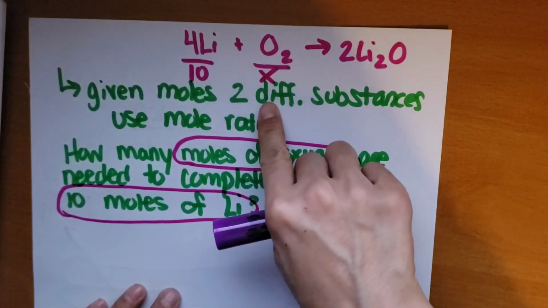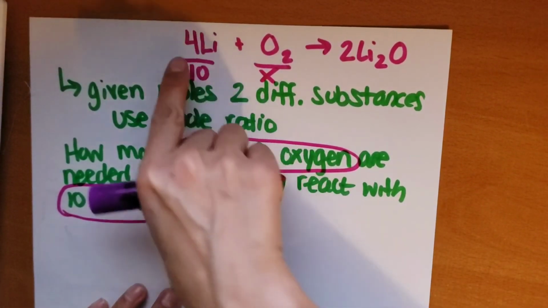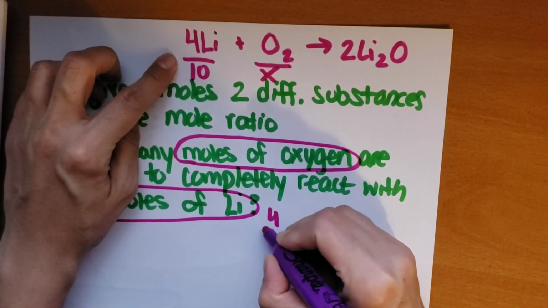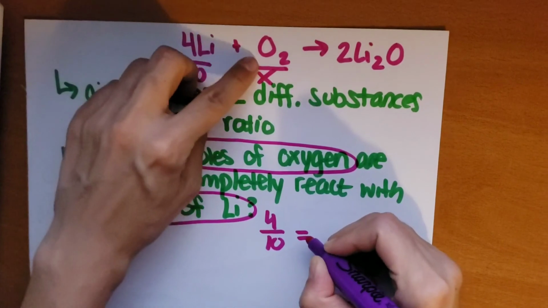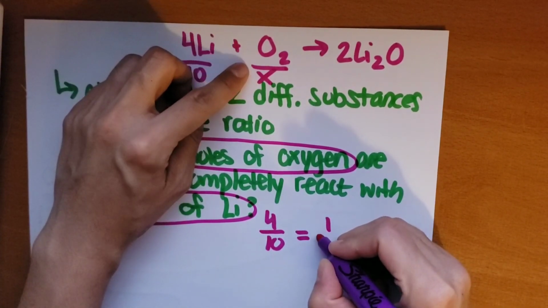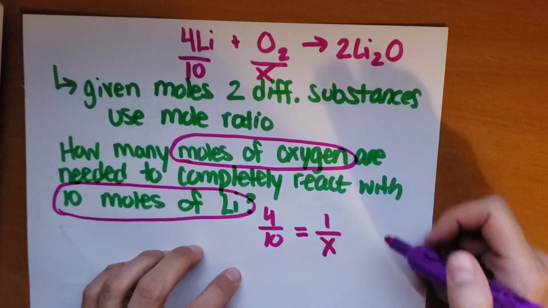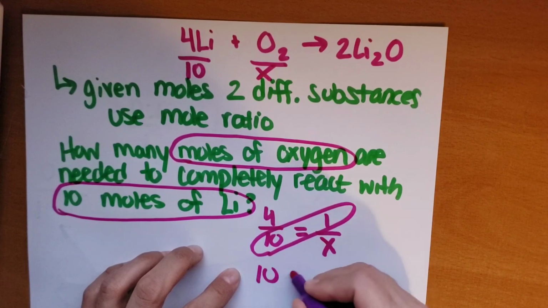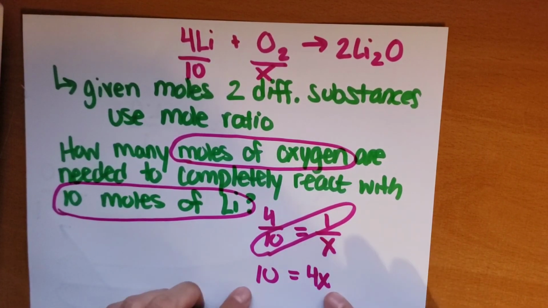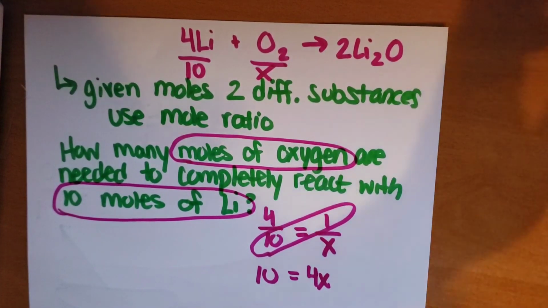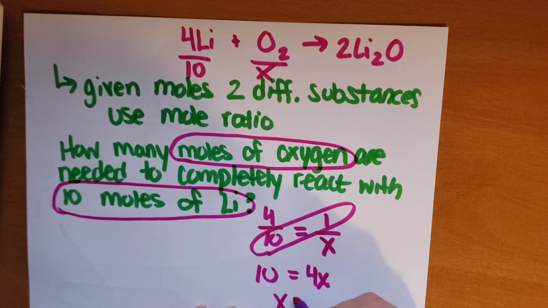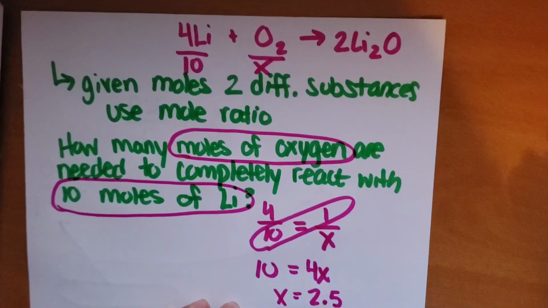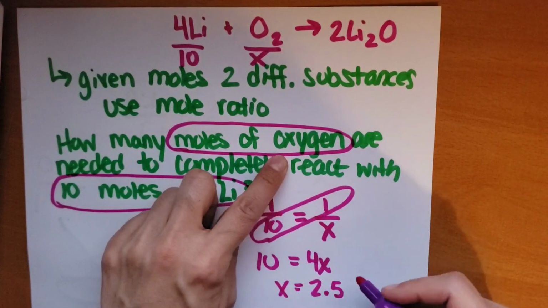This will allow me to set up 2 fractions. My fractions will be 4 over 10 equals, this coefficient of 1 is understood, 1 over X. To solve, I'm going to multiply to remove the denominator. And now, in order to isolate X, I'm going to divide by 4 on each side. And I will get X is 2.5, and that is how many moles of oxygen we have.